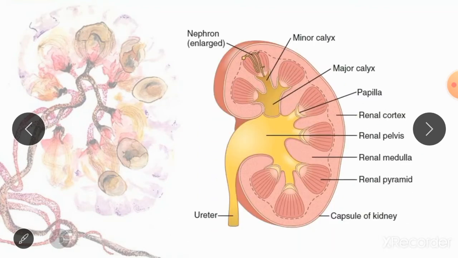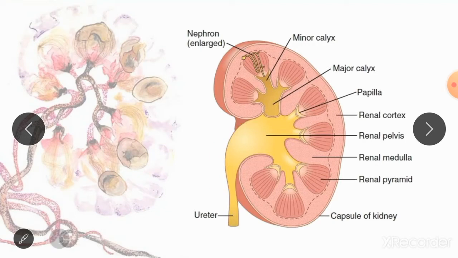Let us now have a look at the internal structure of the kidney. Here you can see the indentation which I mentioned before. This is known as hilum. It is from here where the renal artery enters, the renal vein exits, and the lymphatic vessels also enter through the hilum, and as you can see the ureter exits through the hilum.